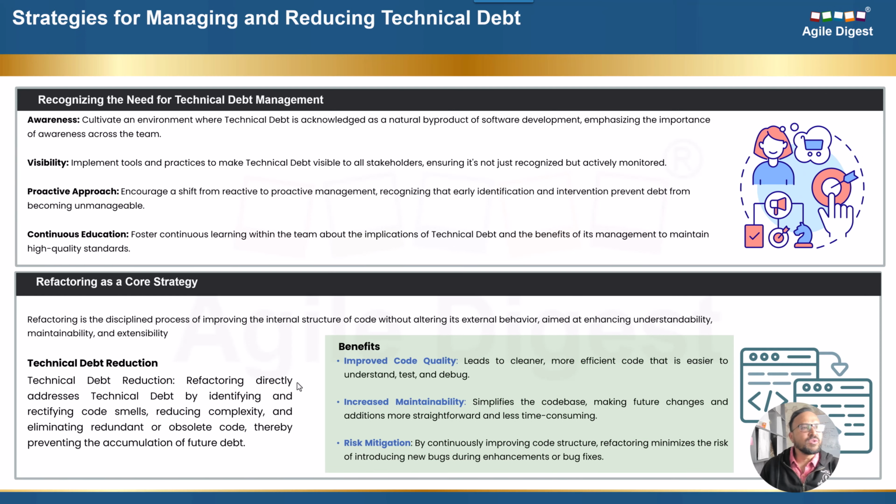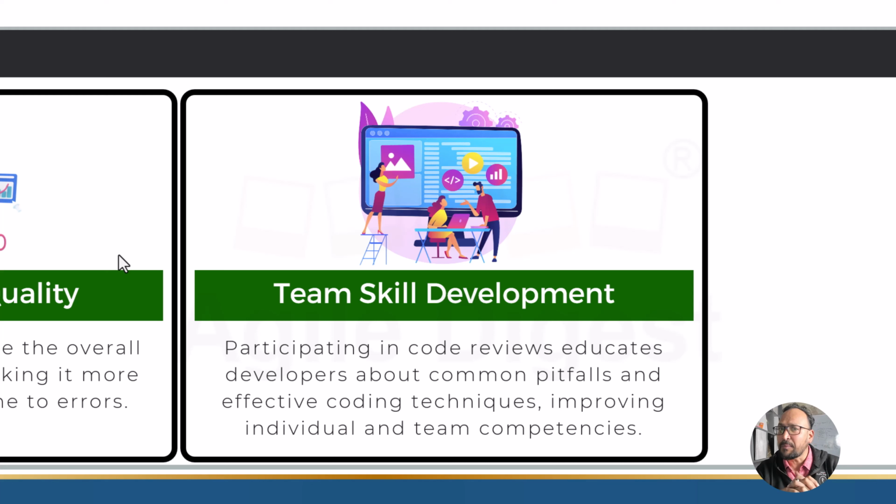So what's the benefit? If I look into the benefits, number 1, enhanced code quality through code reviews. Regular code reviews elevate the overall quality of the code base, making it more maintainable and less prone to errors. Team skill development: participating in code reviews educates developers about common pitfalls and effective coding techniques, improving individual and team competencies. And increased project visibility: engaging quality team members in the review process increases project awareness and understanding, promoting more cohesive development efforts.